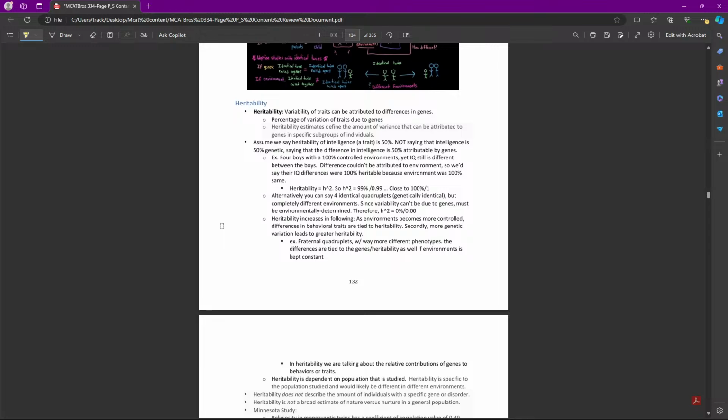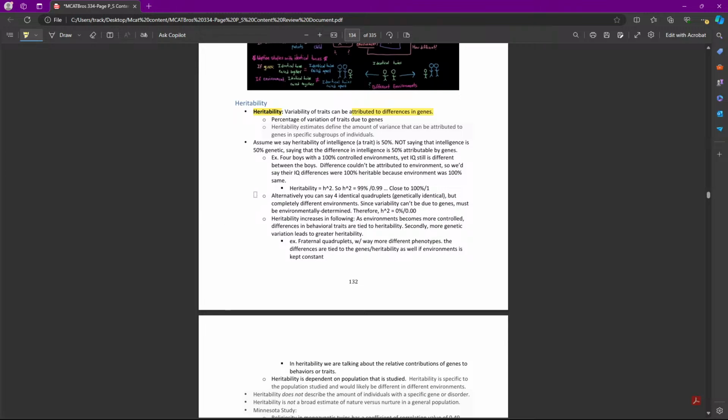So, heritability. Heritability is the variability of traits that can be attributed to a difference in genes. It is the percentage of variation of traits due to genes. Heritability estimates the amount of variance that can be attributed to genes in specific subgroups. So when we say heritability of intelligence is 50%, we're not saying that intelligence is 50% genetic, we're saying that the difference in intelligence is 50% attributed to genes.